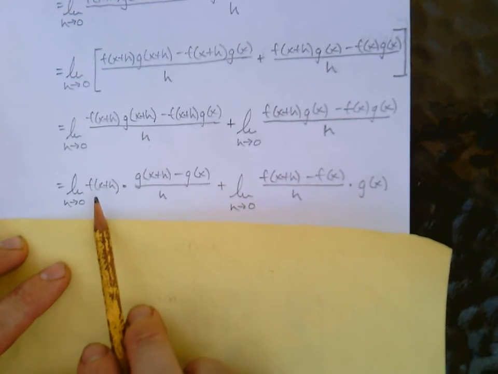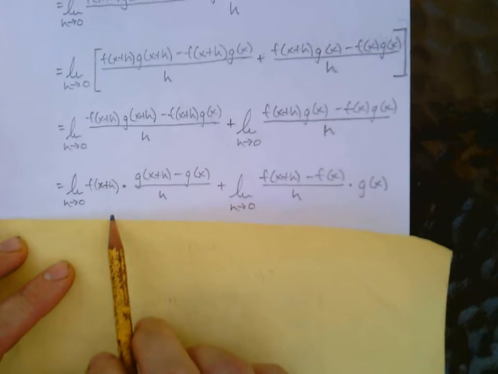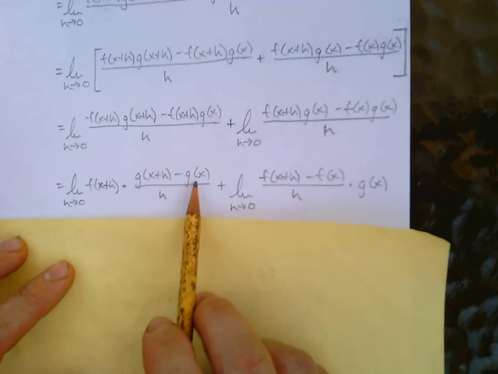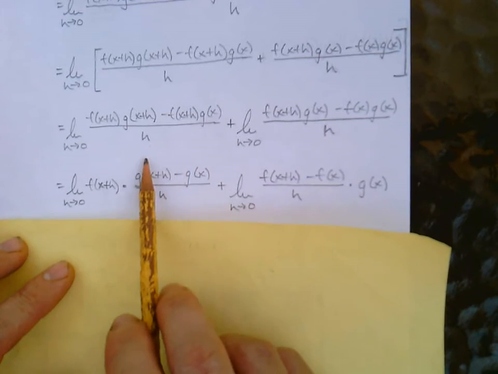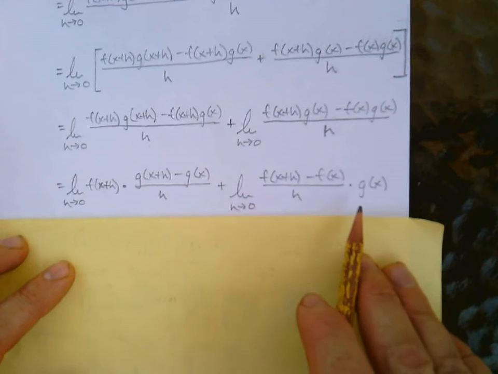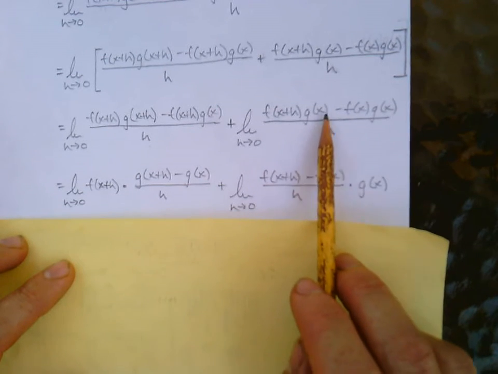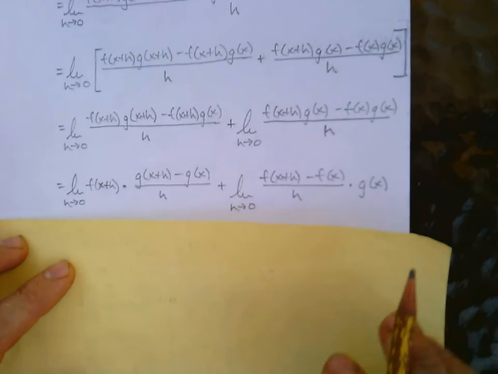Limit as h approaches 0, f of x plus h, times g of x plus h minus g of x, all over h, right? That's what would be left. We're taking that f of x plus h all the way out of the numerator and then even to the side so we can really see what's going to happen clearly. And then the g of x factors out into the side, leaving f of x plus h minus f of x, over h. Okay.